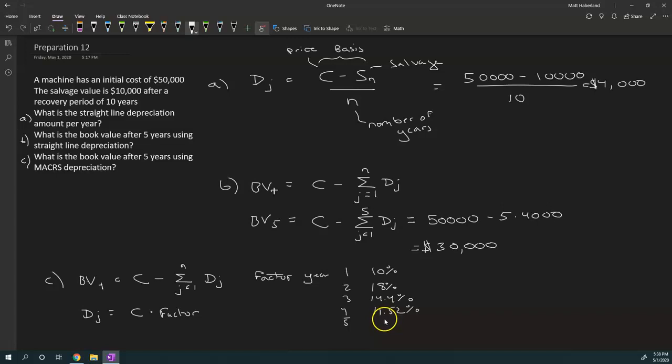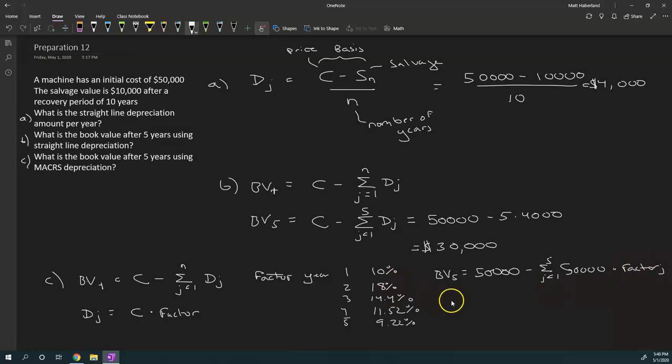Where these numbers come from, I don't know, but they come from a table. They're in the tax code. And finally, in year 5, 9.22%. So it looks like it's small and getting big, but this is only for half a year. This is for a full year. Okay, so I guess we have the book value then. Book value after 5 years is the 50,000 minus the sum from J equals 1 to 5 of C, but that's 50,000 again, so we can say 50,000 times the factor for the year.